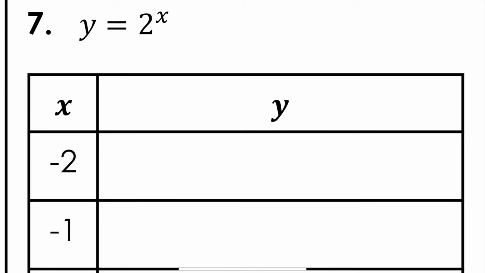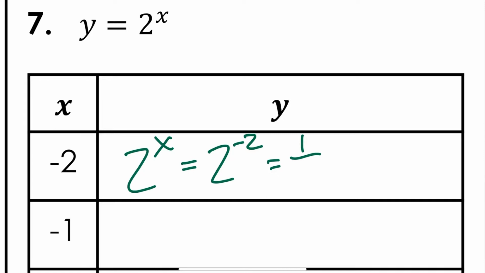So let's see. I'm going to have 2 to the x, but instead of x, I'm going to replace this with the negative 2, because that's what our x is in that column. So I got negative 2 instead of x here. That's going to give me 2 to the negative 2 power, and then from here, you're going to solve it. 2 to the negative 2 is going to be 1 over 2 squared because of that negative exponent rule. 2 squared is 4, so our first value will be 1 over 4.